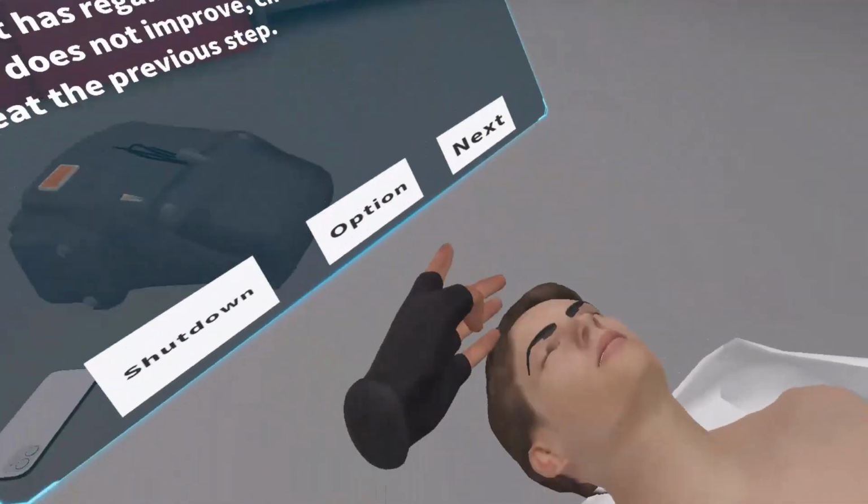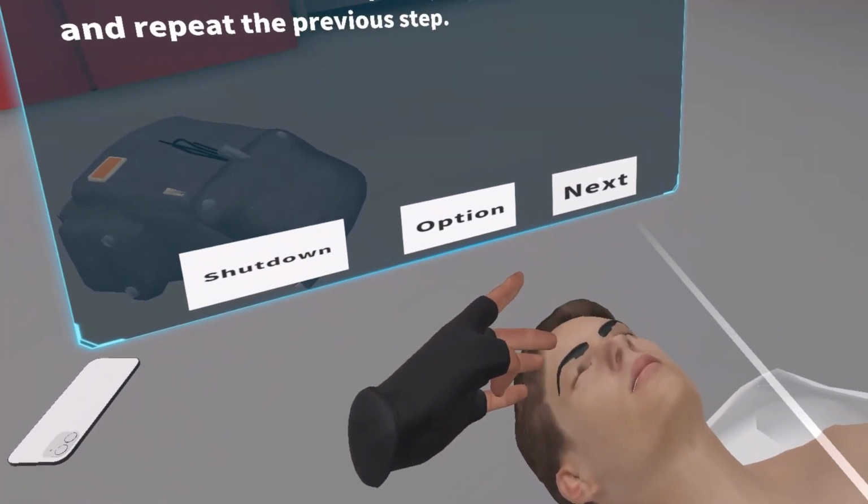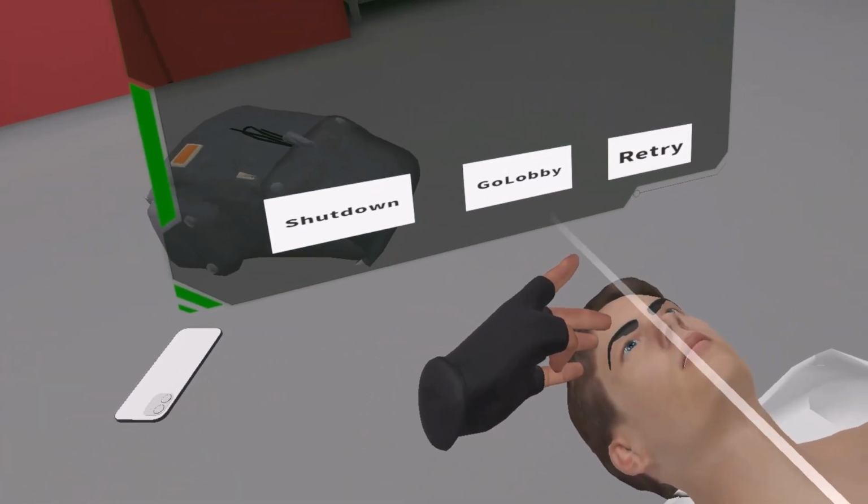The patient has regained consciousness. If the patient's condition does not improve, check the patient's condition and repeat.